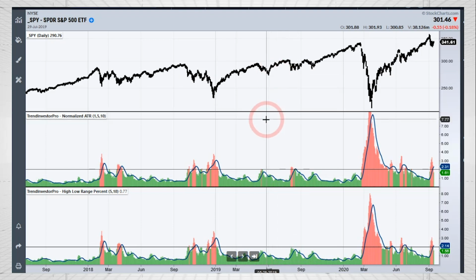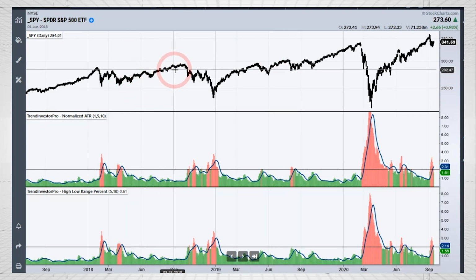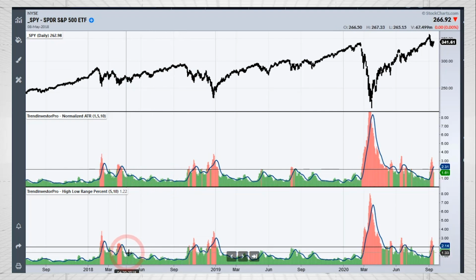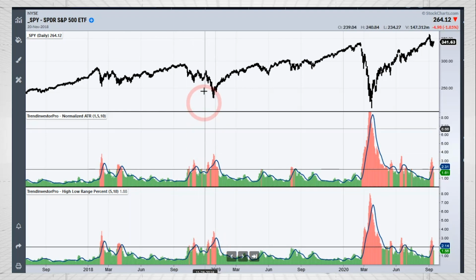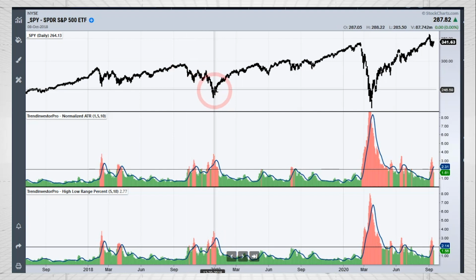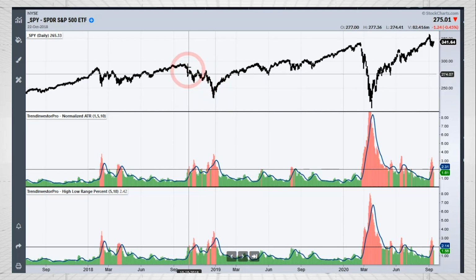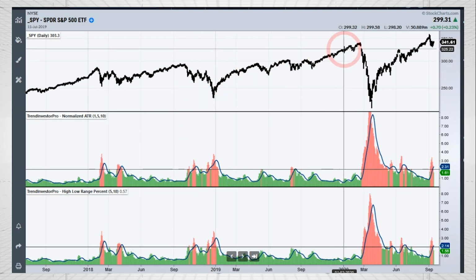But what you can see in general is we have this advance, and we have low volatility throughout that advance, green and below 2. Same for high-low range percent. But then we start getting some volatility, and you get the correction or the decline. And in between these big moves down, you have some low volatility events, and then you get a nice advance with a lot of low volatility.